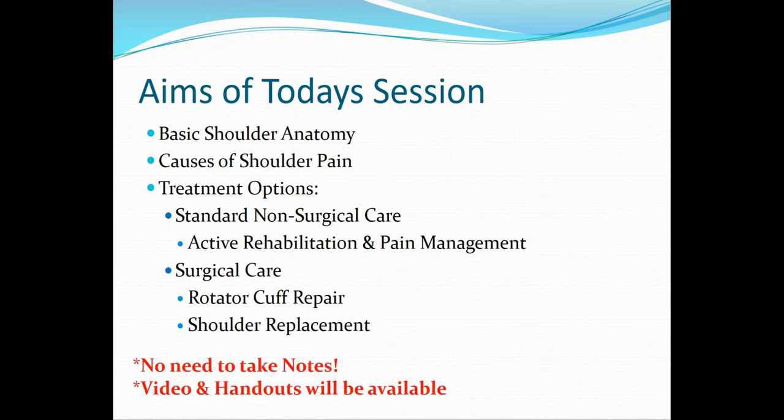We recognize there is a lot of information to cover. There's no need to take notes, as a link to this video and handouts will be provided for you to refer back to. The shoulder joint is the most mobile joint in the body and allows for movement in all three planes of motion, including forwards and backwards movements, sideways movements, and rotational movements.